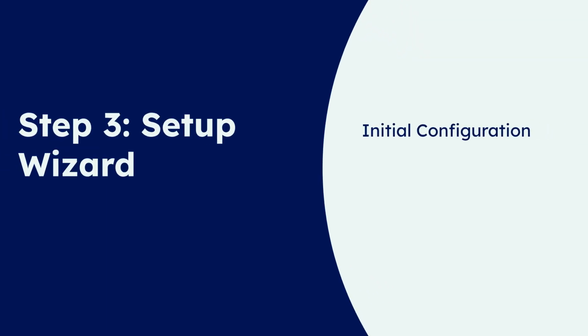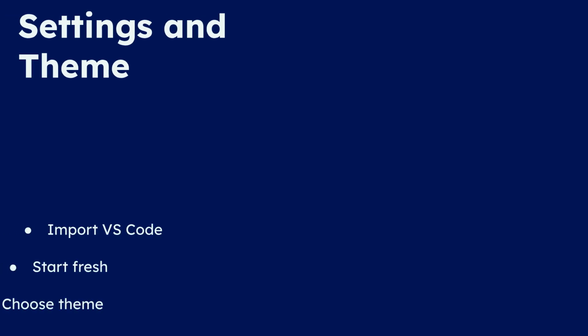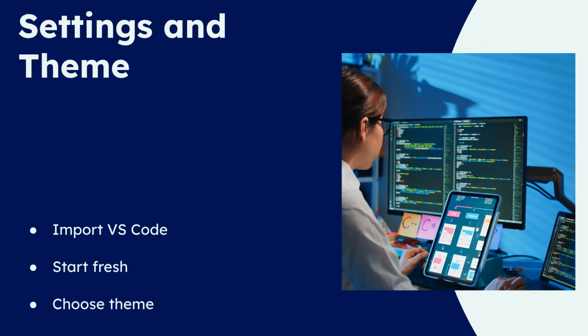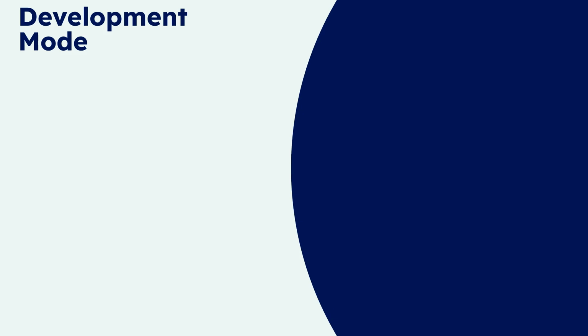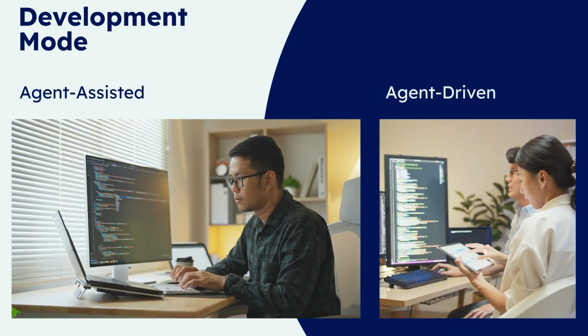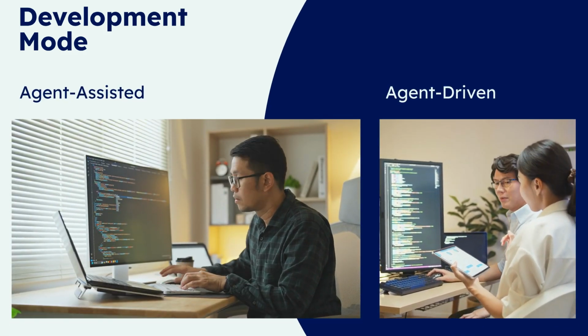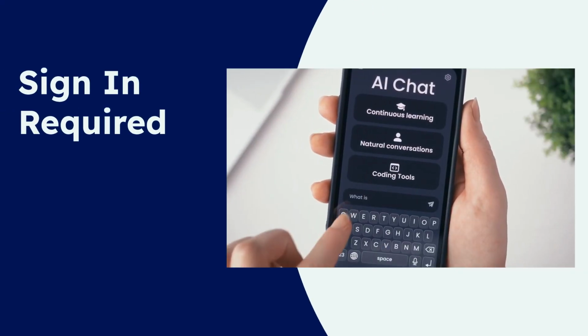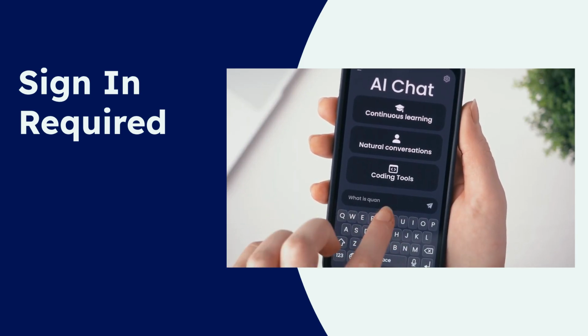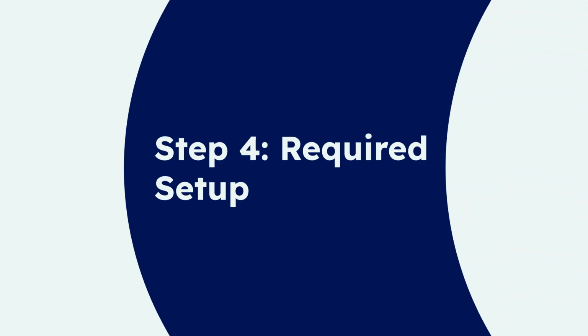After installation, the first time you launch Antigravity, you'll go through a quick initial setup wizard. You can import settings from VS Code or Cursor, or choose to start fresh. The default dark mode theme is highly recommended. Next, select your preferred development mode. Agent-assisted requires your approval for major changes, while agent-driven offers more autonomy for turbo mode development. You must sign in with a personal Google account to access the powerful Gemini 3 models that are core to the IDE's functionality.